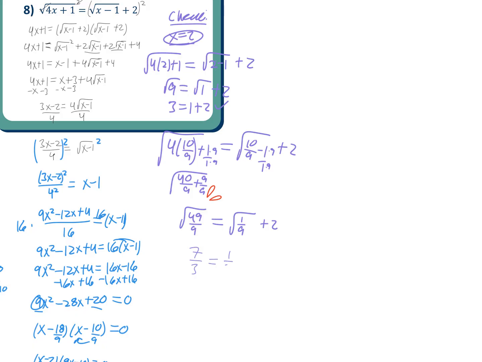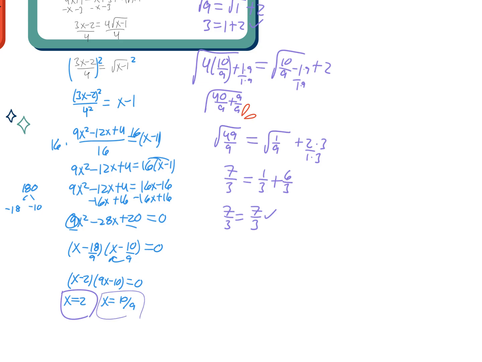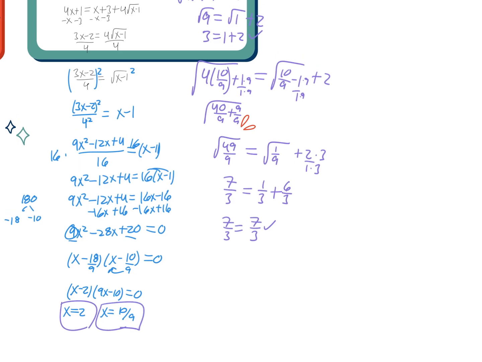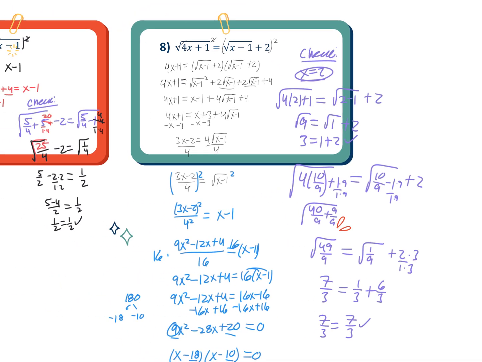bottom. Here, I get 1 over 3 plus 2, which 2 is the same as 2 over 1. I can times 3 on both sides, and I get plus 6 over 3. And so I get 7 over 3 equals 7 over 3. All right, this does work. All right, so both of these are valid solutions. All right, very tedious process, but that's the process for how you solve these kinds of problems.